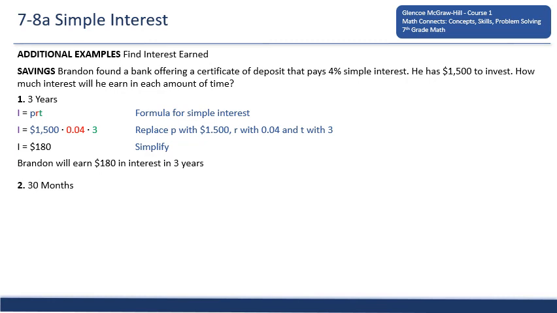30 months. First we're going to have to convert 30 months to years. If we rewrite it, 30 months equals 30 months over 36 months, or 2.5 years.